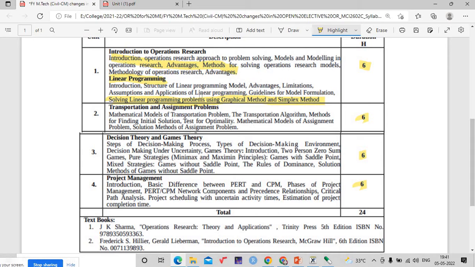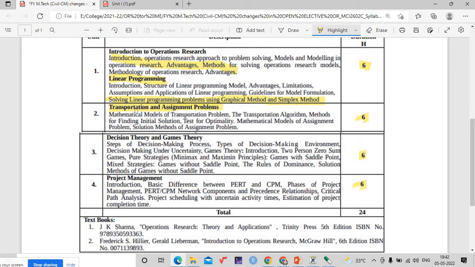Second unit includes another different aspect of operation research named as transportation and assignment problems. This is also very important and integrated part of operation research to understand well. Actually, transportation and assignment problems are nothing but linear programming problems only, which have a different context, and hence we are studying it in a little different manner. So all the models of transportation and assignment problems are included over here.